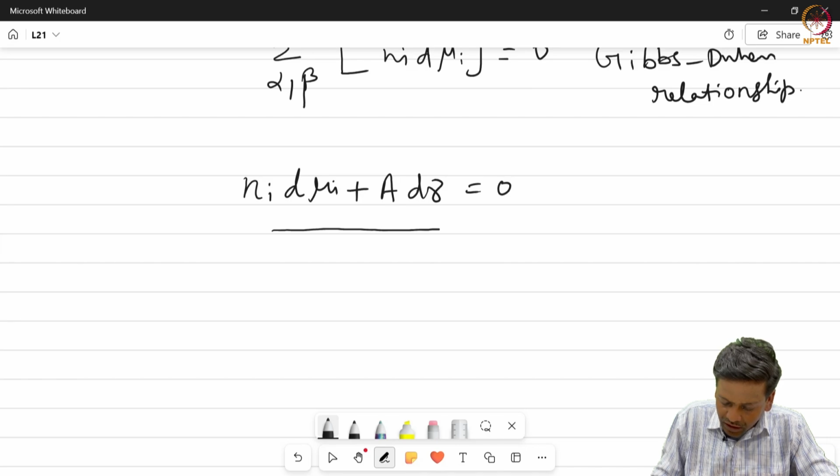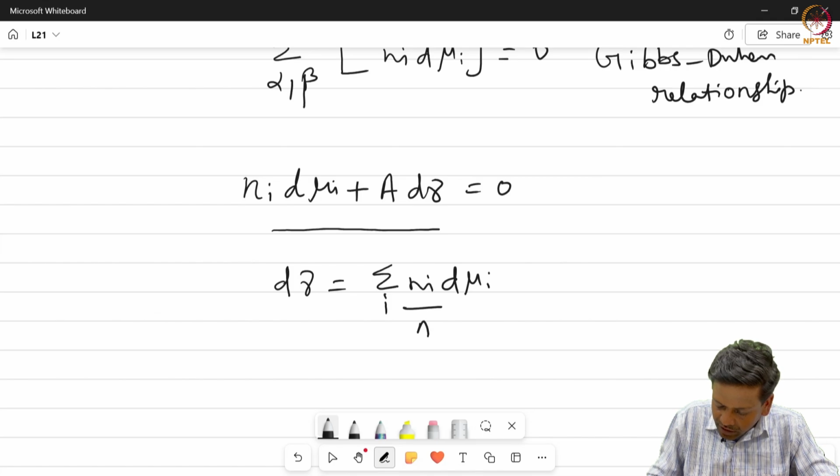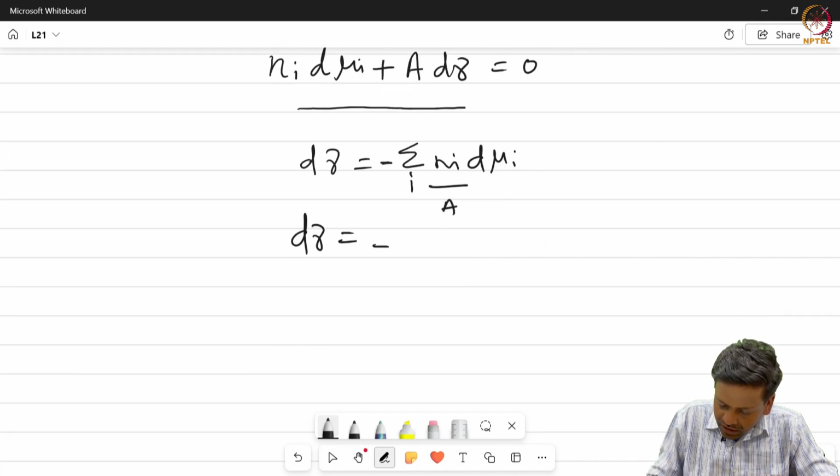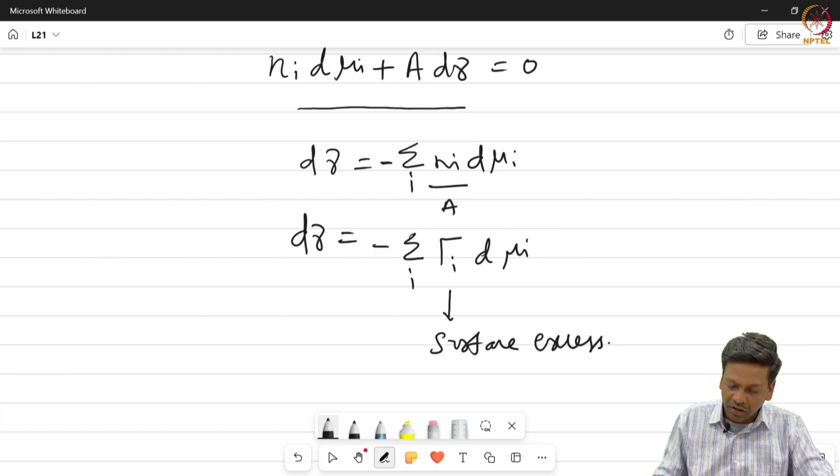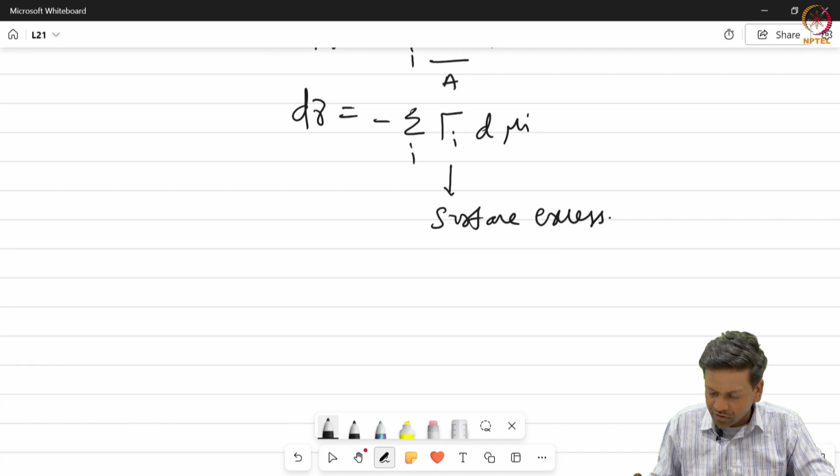So, what is d gamma then? In that case, you will have the summation over i of N_i d mu_i divided by A, with a minus sign. So, d gamma is nothing but minus the summation over i of gamma_i d mu_i. This is actually going to be my surface excess. This is only one part of the equation.